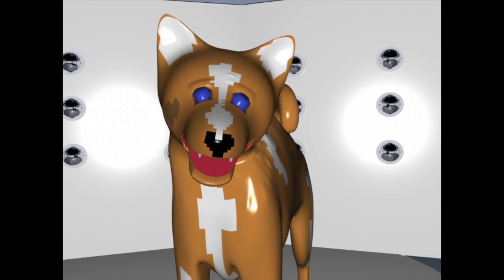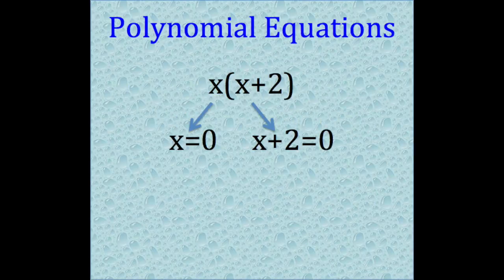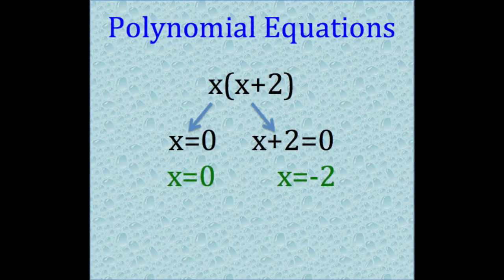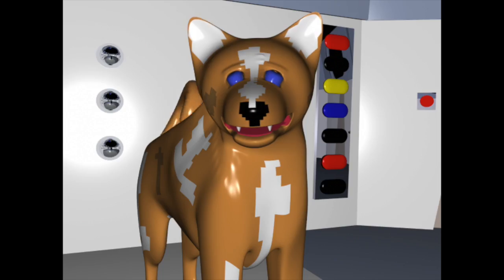Sometimes polynomials can look different when factored. In this example, we see that the factored form looks a little different from our previous example. We separate the x and the x plus 2 and set them both equal to 0, and then solve each one for x like we did before. And remember, we often call those answers roots.